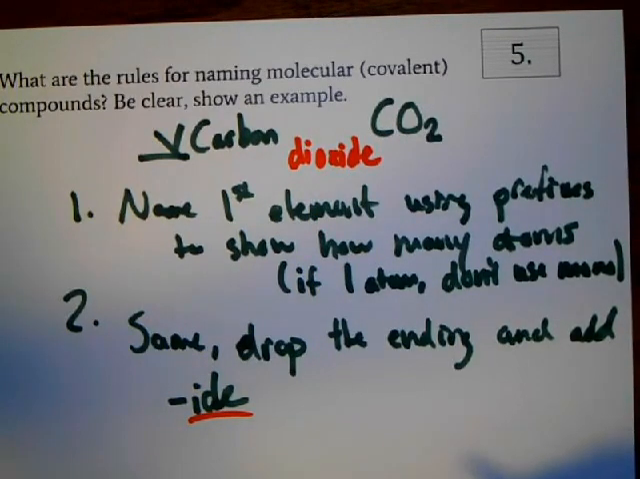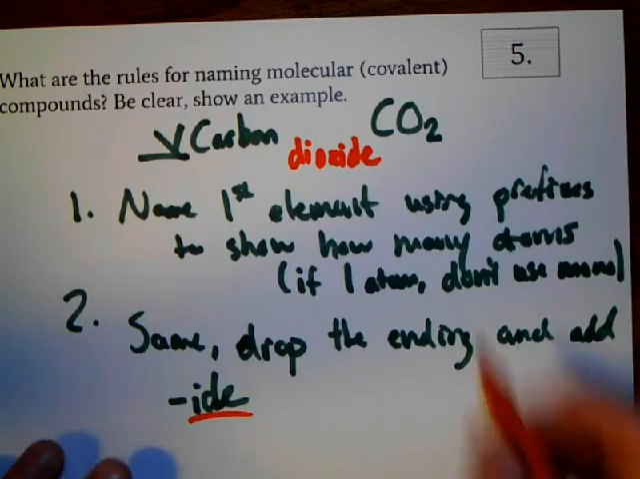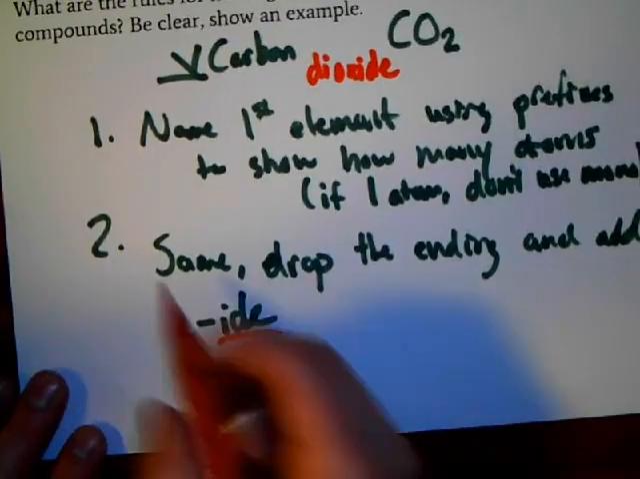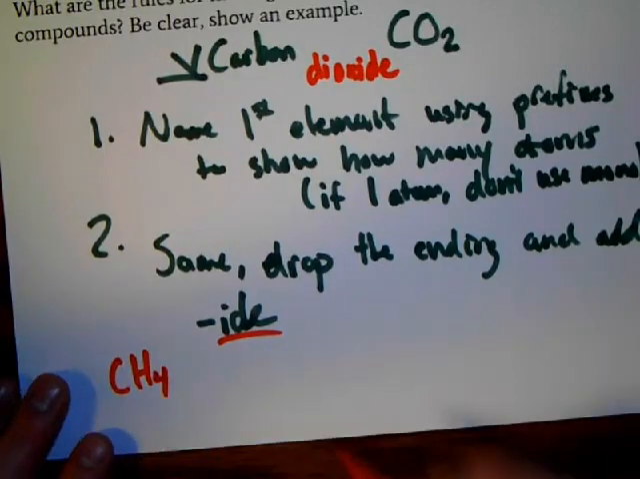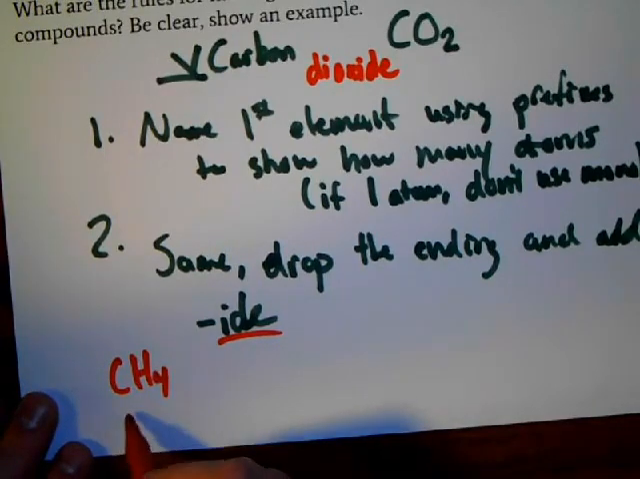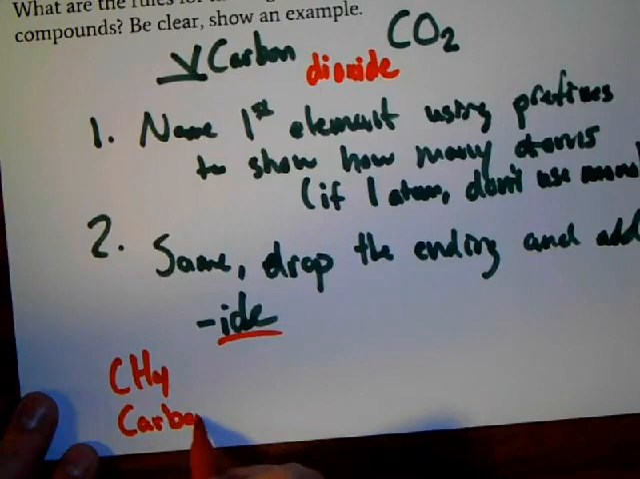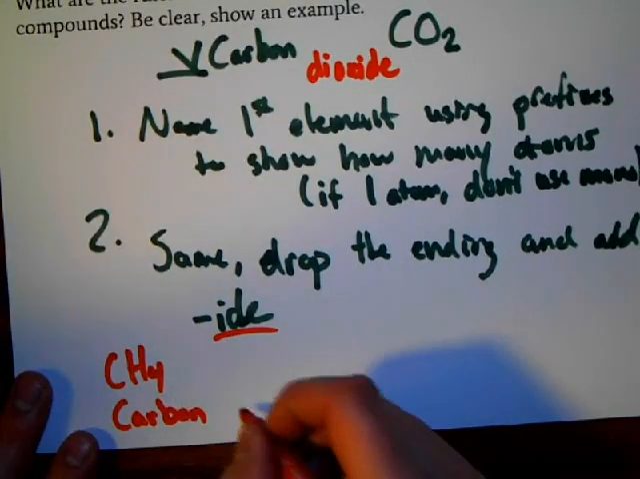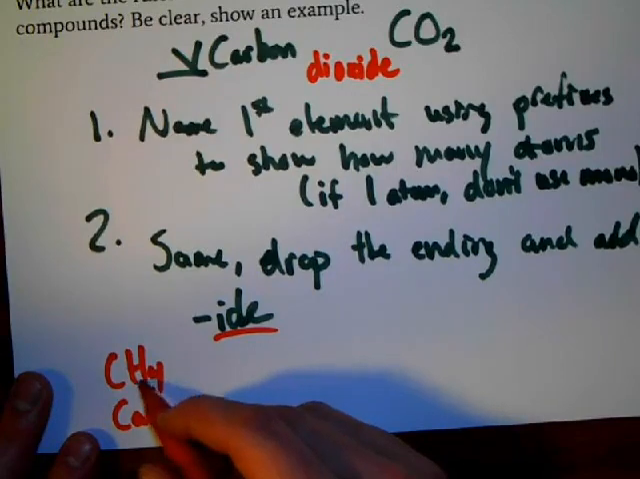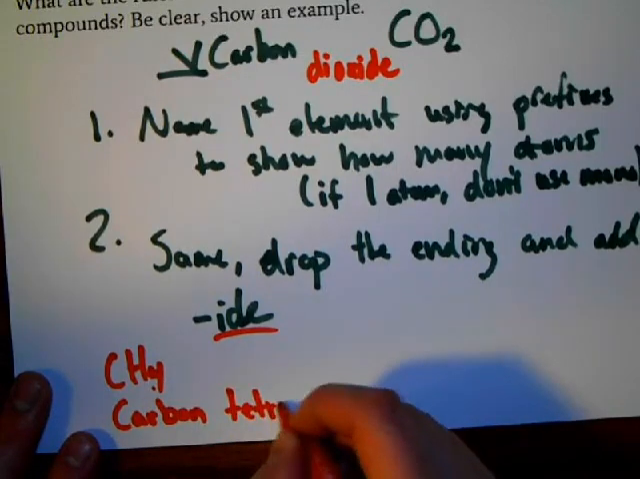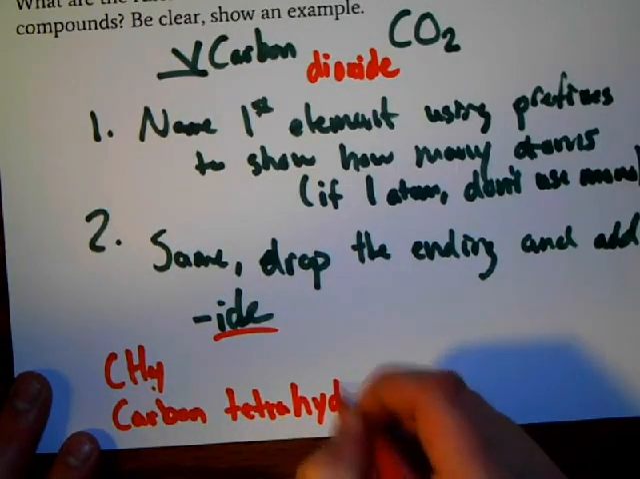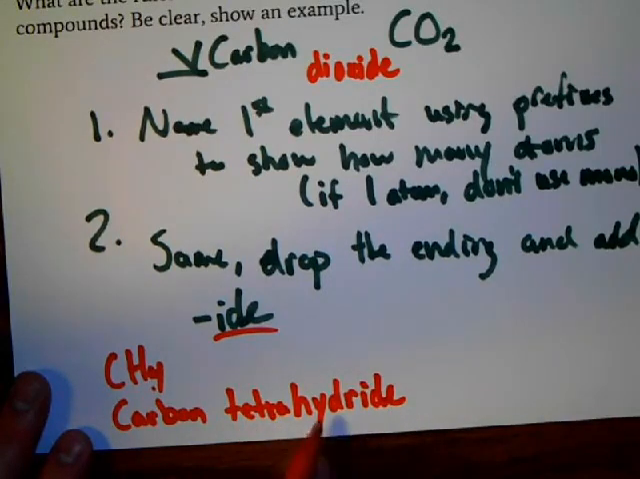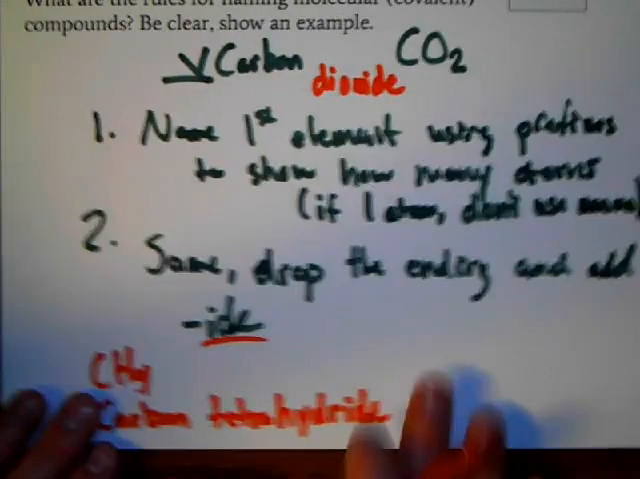We'll go ahead and do one more example that's kind of similar to this. We'll have CH4. Again, carbon is our first element, and since there's only one of them, we don't add mono in front. And then we add the next element using its Greek prefixes. There's 4 hydrogens, so 4 is tetra. And then we drop the ending of the next one, and we add IDE, carbon tetrahydride. So that's what CH4 would sound like.